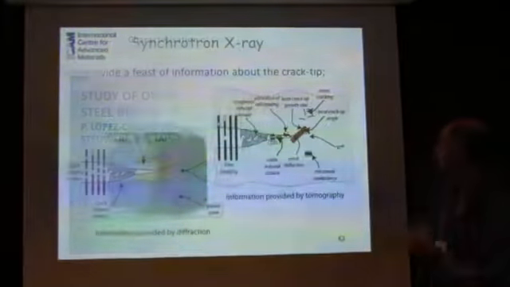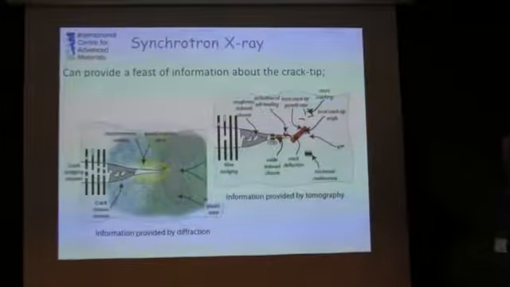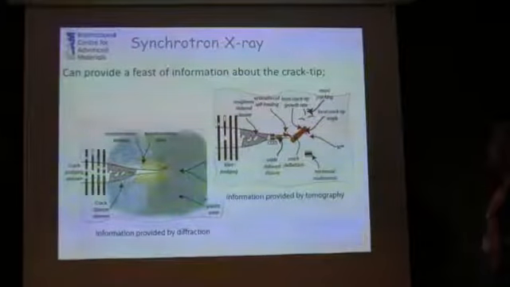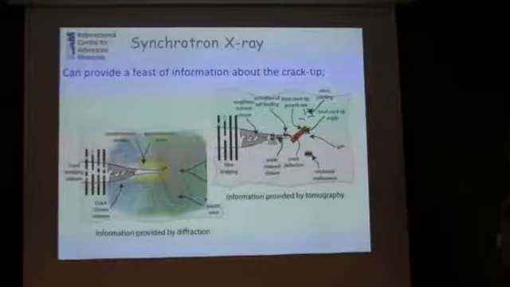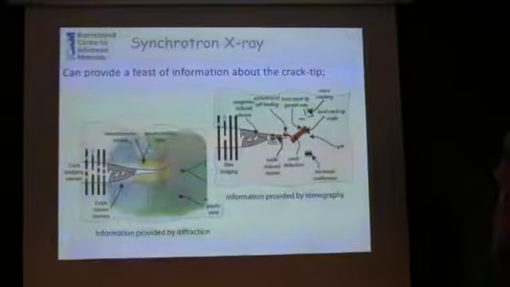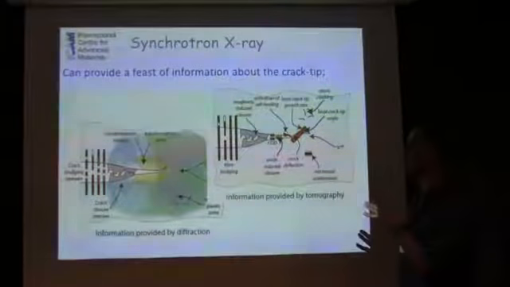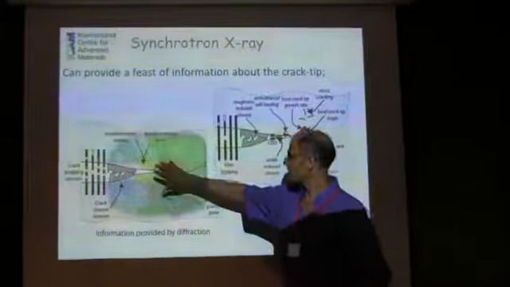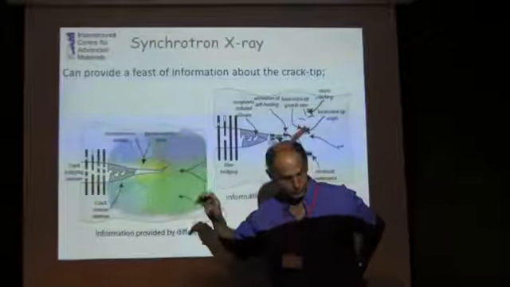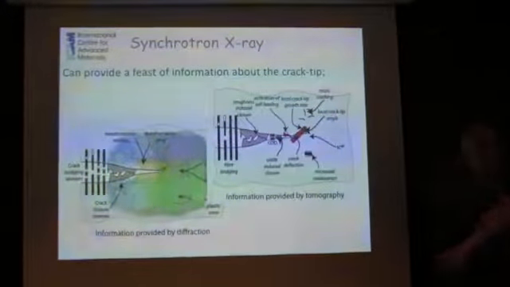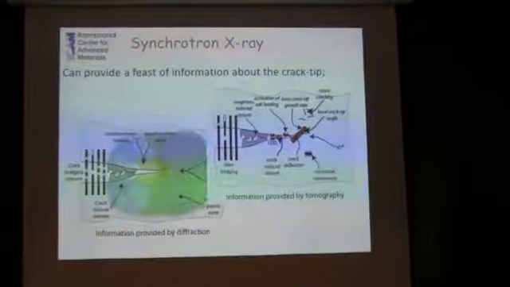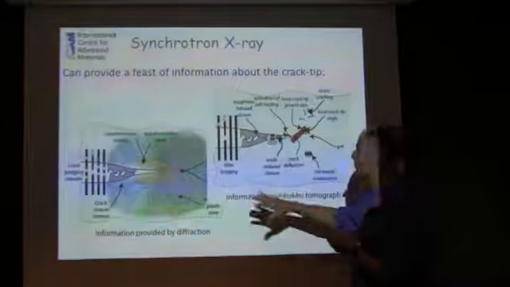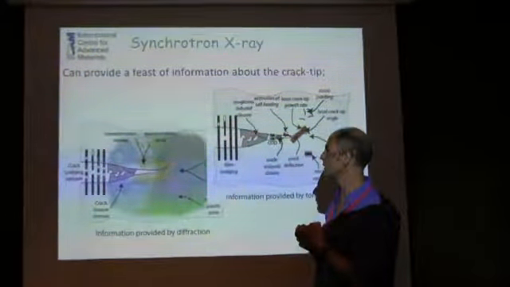in bainitic steel. So what I've tried to show here is that synchrotron X-ray can provide you with a whole range of different bits of information. You can use diffraction, and diffraction will tell you, for example, about the stress because diffraction will enable you to measure the stresses through the changes in the lattice spacing. You can use it to map a whole range of features relating to the crack.